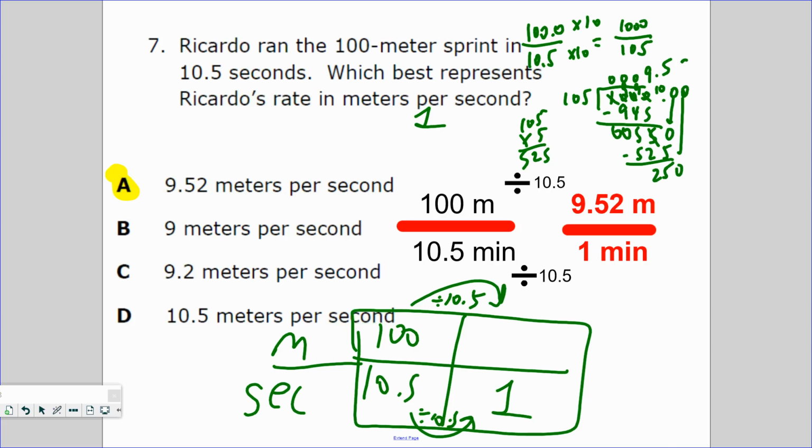Oh, I think this is a repeat. I believe it's a repeating decimal. So A is the closest one to it. So again, this is going to be 250, 40, annex a 0. It will keep on going, but which one best represents it?